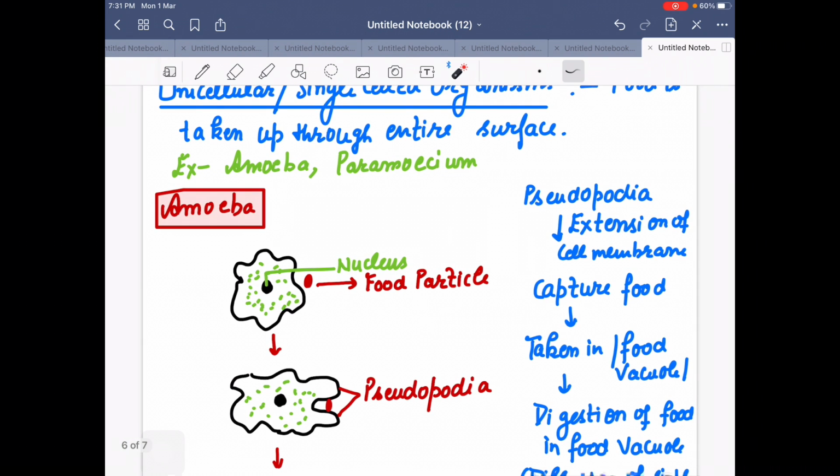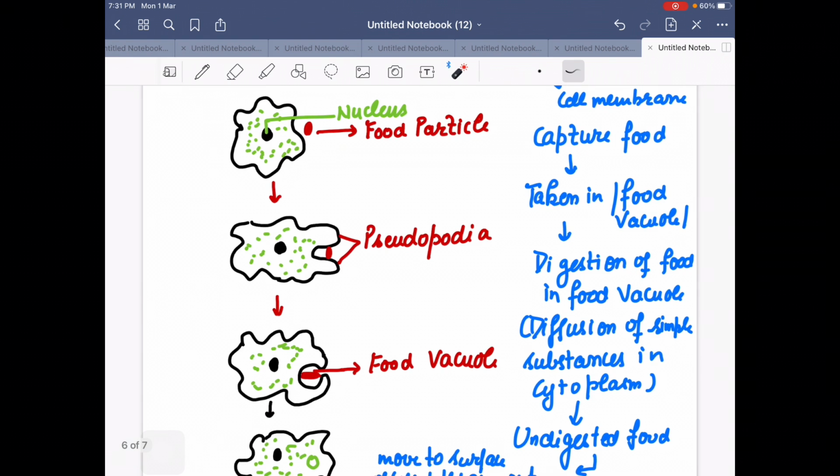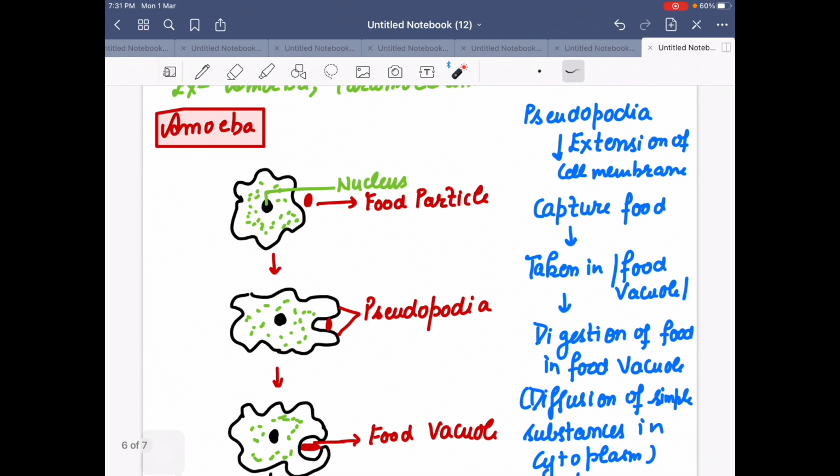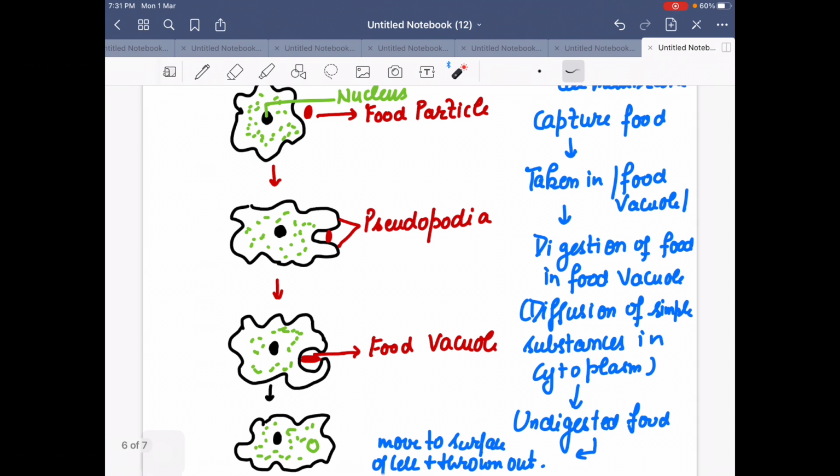So what is pseudopodia? This is the cell membrane, and it is a kind of extension of the cell membrane. It helps in capturing food. So food is completely taken into the food vacuole, and there is diffusion, movement of the substances into the cytoplasm. After digestion, the undigested part is moved to the surface and thrown out. Clear? Pseudopodia you have to mention first, then the food vacuole and digestion of food in the food vacuole, then movement into the cytoplasm, and then undigested food is moved to the surface and thrown out.